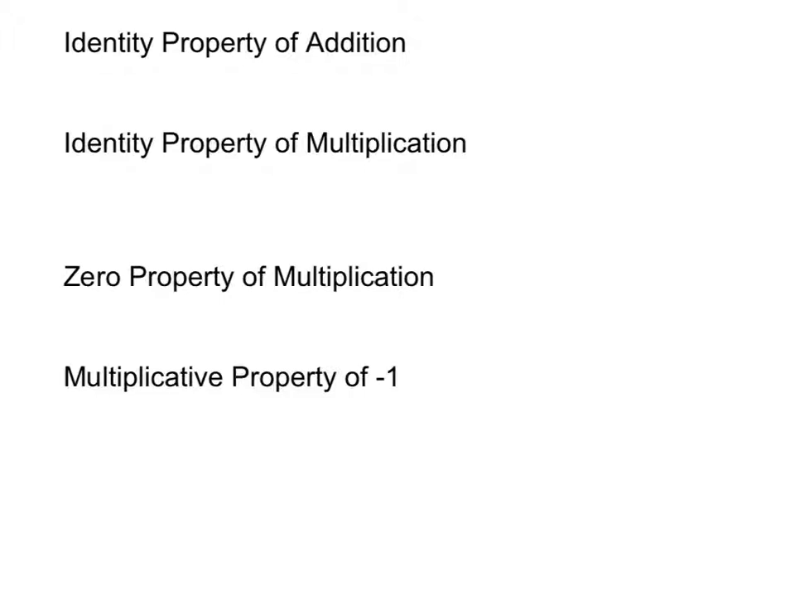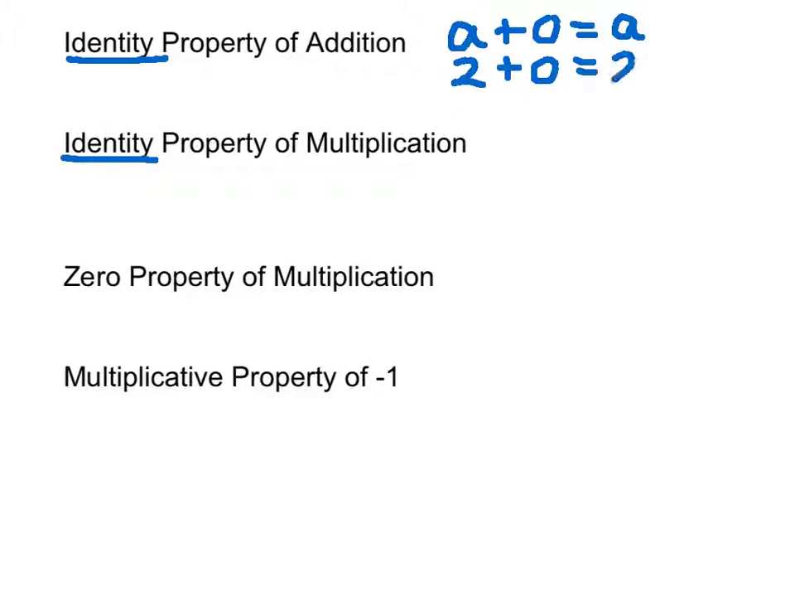Okay, the next thing we have is the identity property of addition and the identity property of multiplication. And basically identity means that you end up with what you started with. So, identity property of addition, what would that be? That means that if you take a number and you add 0 to it, you end up with the original number. So, let's say we had 2. 2 plus 0 gives us the original number 2.